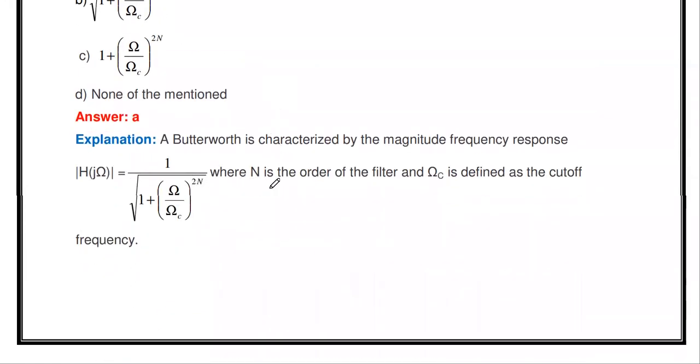Here, capital N is the order of the filter. Omega is any frequency. Omega c is the cutoff frequency. So the modulus of H of j omega is this one.